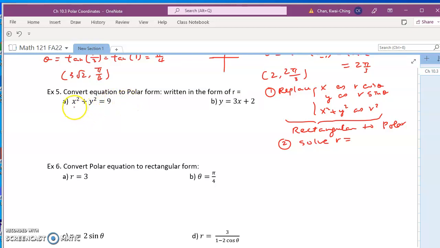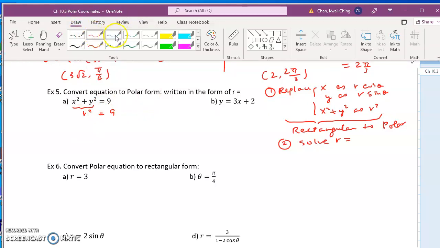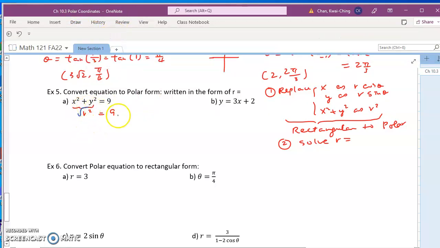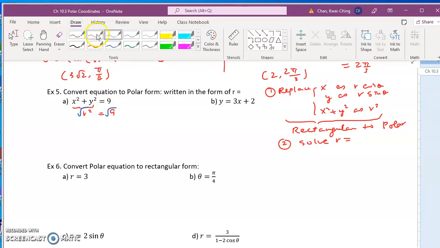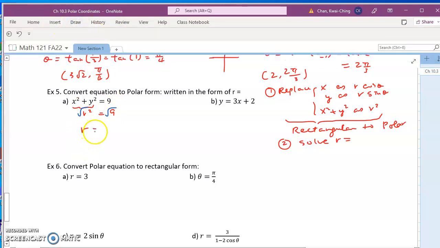So how do I convert it into a polar equation? I see x squared plus y squared, so I convert this to r squared equal to 9. And then I solve for r. So how do I get r equals? I square root both sides, right? Because the final equation of a polar equation is always in terms of r. So r equals 3.